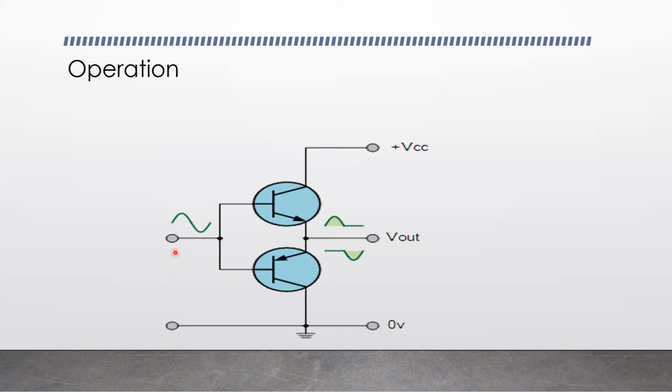When we apply this input, first the input signal goes positive. The positive biased transistor conducts, while the negative biased one will be switched off. Likewise, when the input signal goes negative, this is the positive half, so for the positive half one of the transistors will conduct, and for the negative half the other transistor will turn on. When this is on, the other is off, and when this gets on, the other gets off.